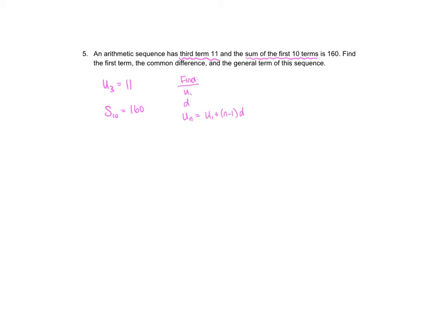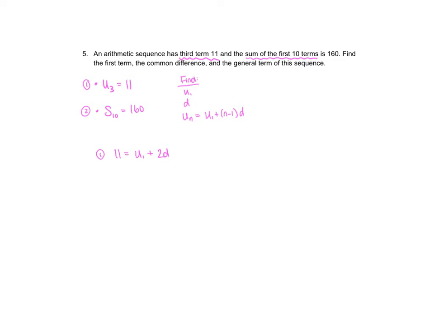So since we have these two pieces of information, it looks like we are going to do a system of equations. Let's start with the first piece of information. We could say u3 is 11, which equals the first term plus (n minus 1) d, and 3 minus 1 is 2d. Okay, now let's set up the second piece of information.